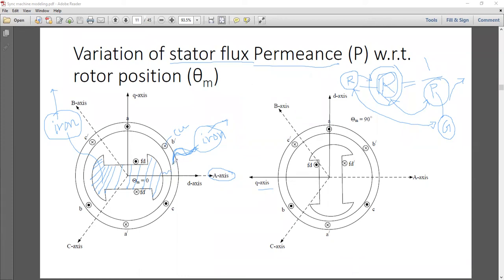So this is iron. That's fine. This is the air gap. Now come to the interesting part. This is actually our air gap.